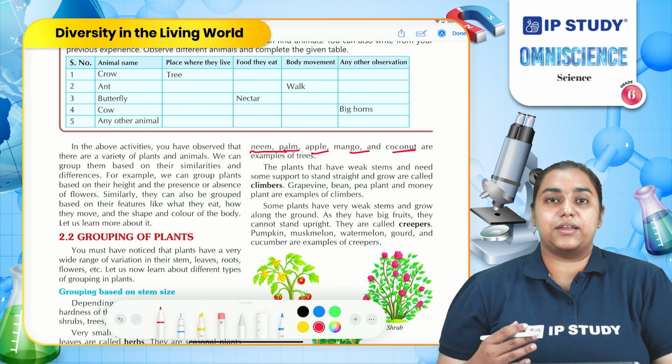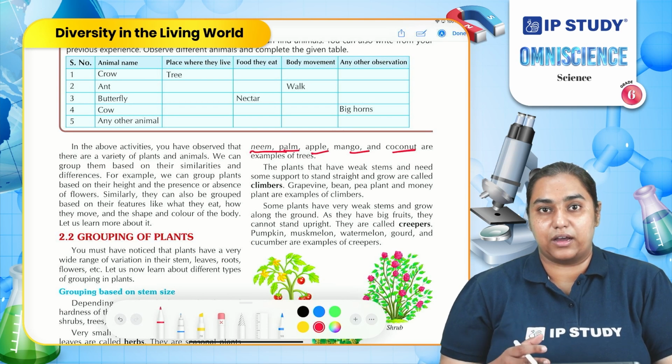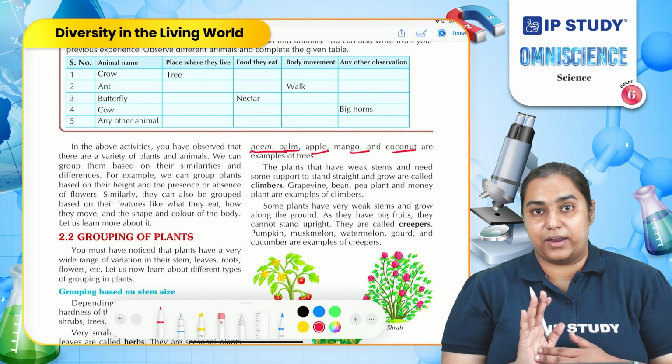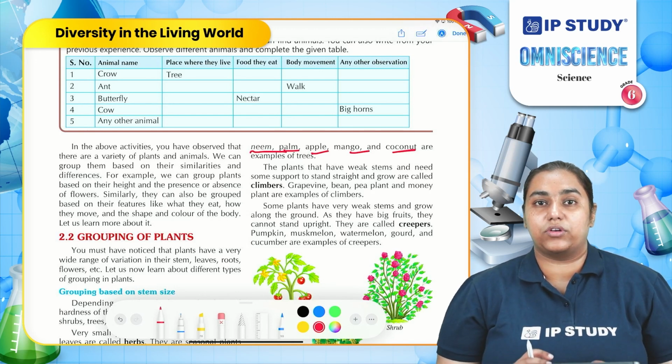If you have seen any mango tree or a coconut tree, you can see how hard they are. If you touch their stem, you will feel a coarse, rough appearance in your hand. That roughness is due to the thick skin, which is known as bark.